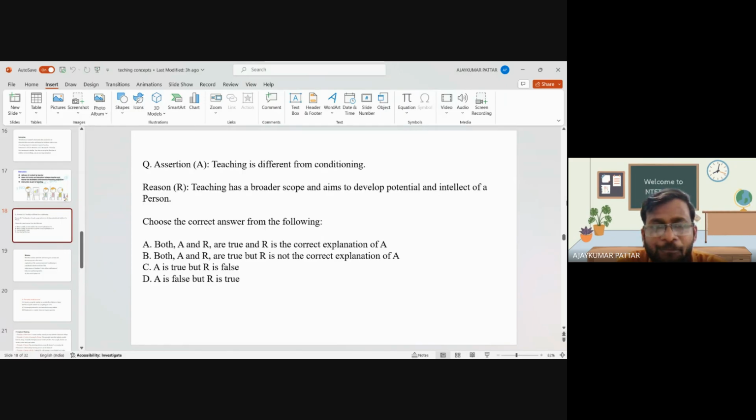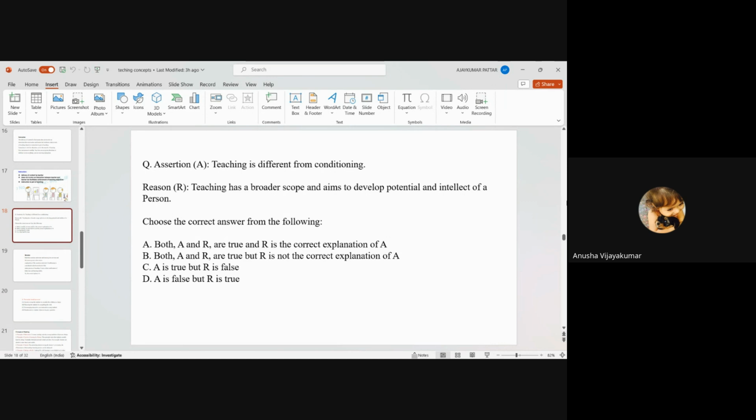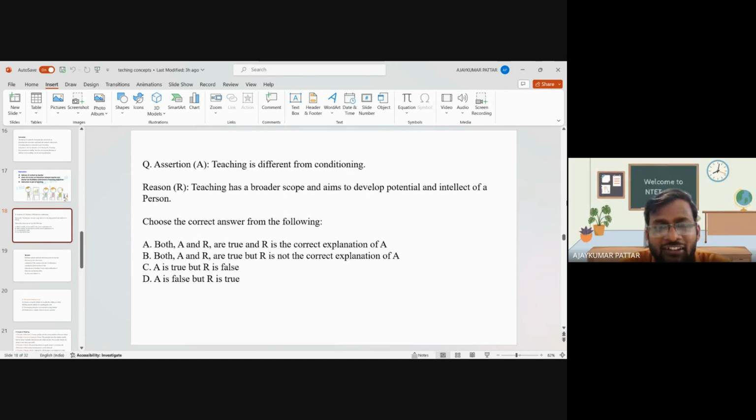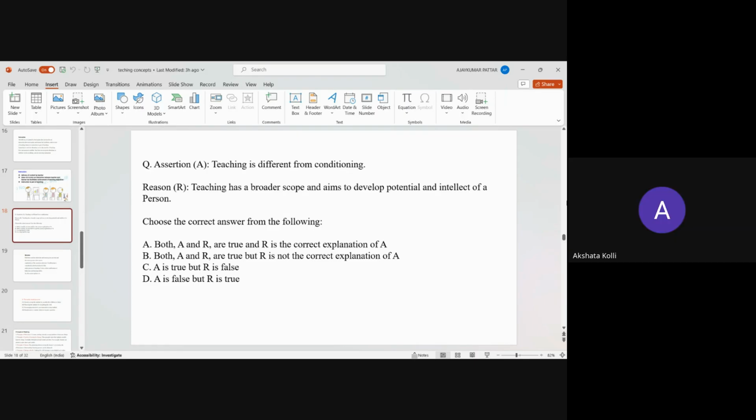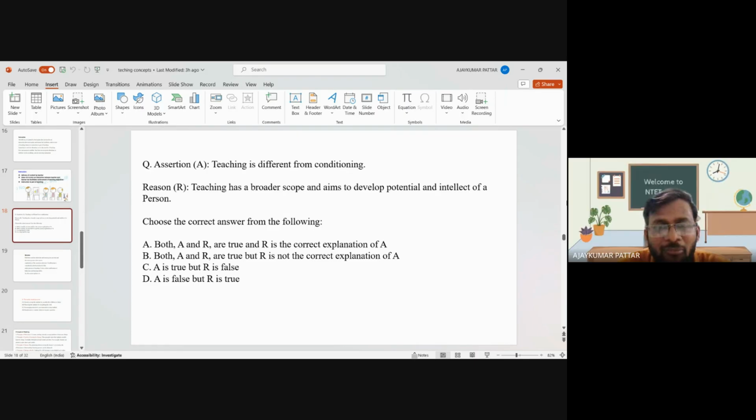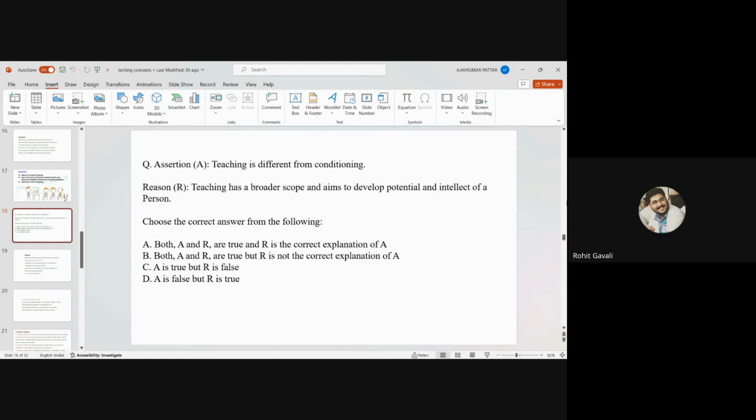Are you understanding? Teaching and conditioning are somewhat different. Both are not same. Conditioning is change of behavior by particular stimuli. If an elderly person comes to your house, you will stand up and give respect. That is the conditioning. In that condition only, that teaching will work. That's why teaching and conditioning is true.